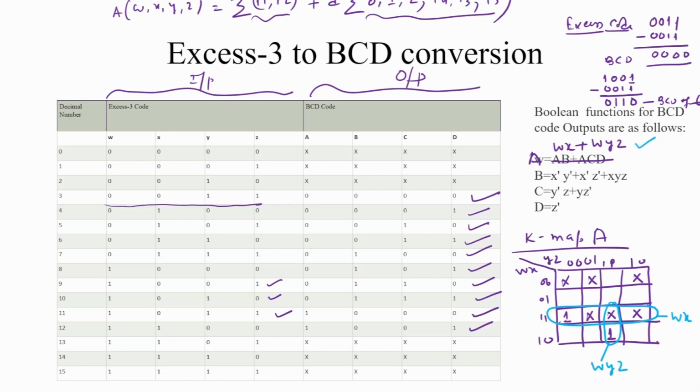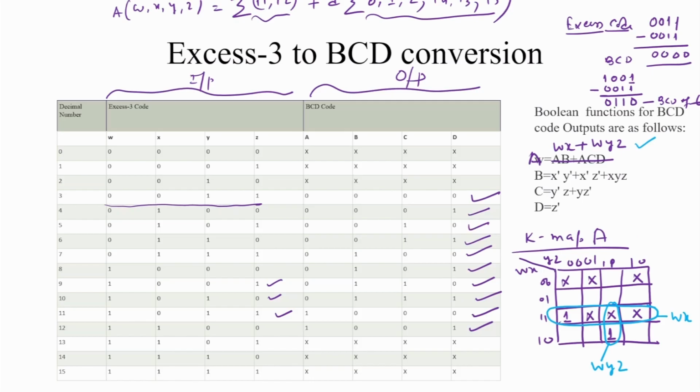Similarly, after making a K-map group for B, we will find the simplified Boolean expression for B, that is this, and then the Boolean expression for C, that is written as y complement z plus y z complement, and for D, that is z complement. Here we simply understand what is D. Here z is 1, here z is 0, here z is 0, here z is 1, here 1 0. This means D is nothing but z complement.